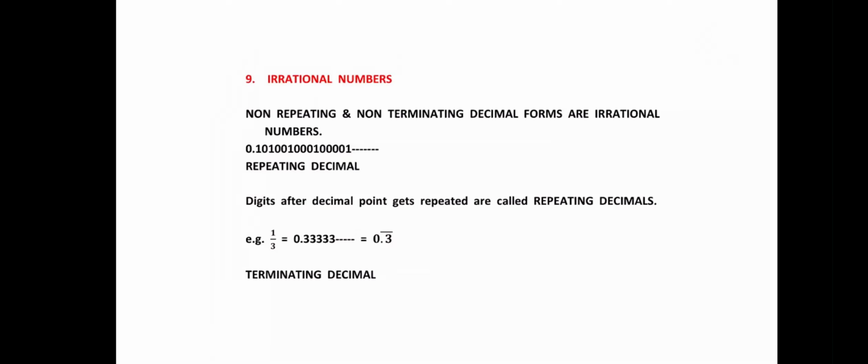Now first we will discuss repeating decimals. You can see 1 by 3 equal to 0.3333. So 3 is getting repeated. So we can write 0.3 bar.